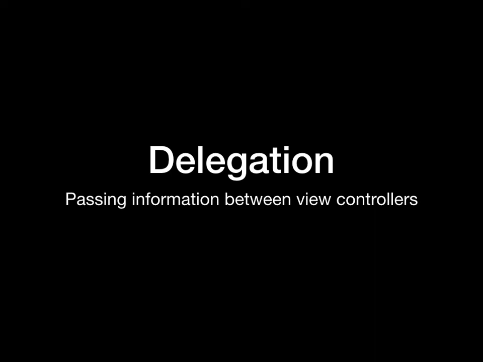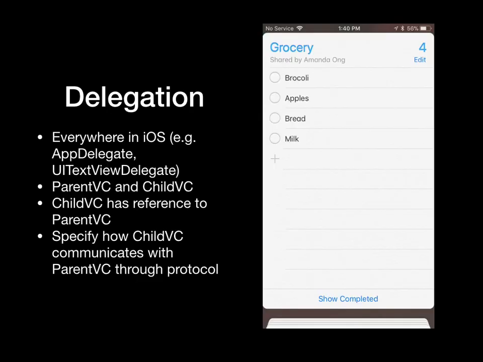Contacts doesn't work like that anymore, but that's what I'm talking about: how do I pass information? Maybe a user typed in a text field in one view controller, and they said, I want to save that. How do I pass that back to the view controller that actually displays all that information? That's what delegation is.